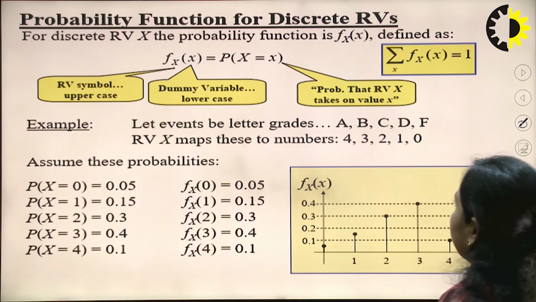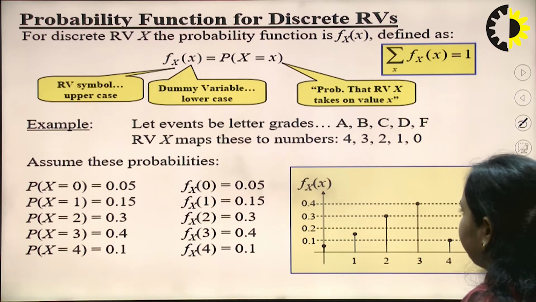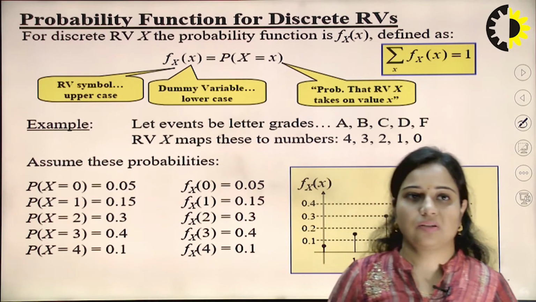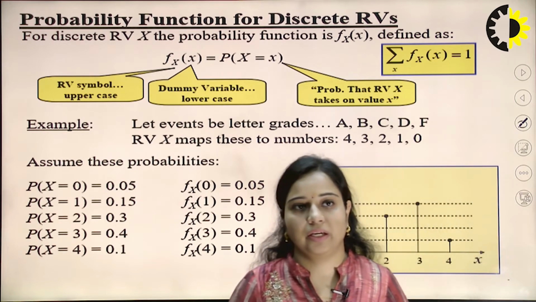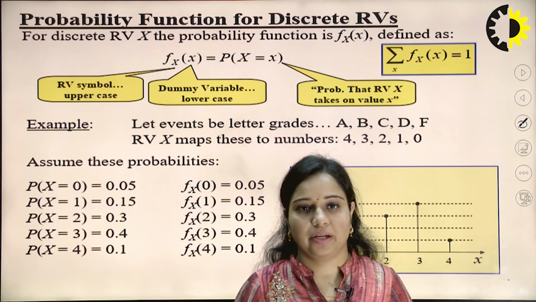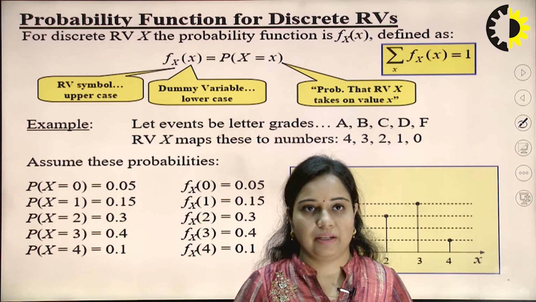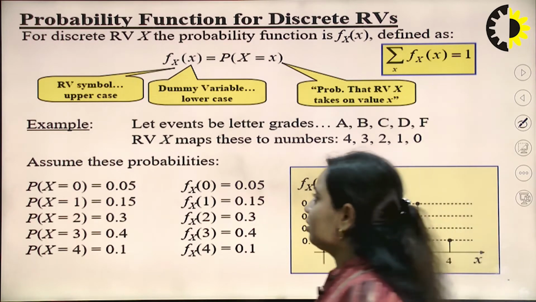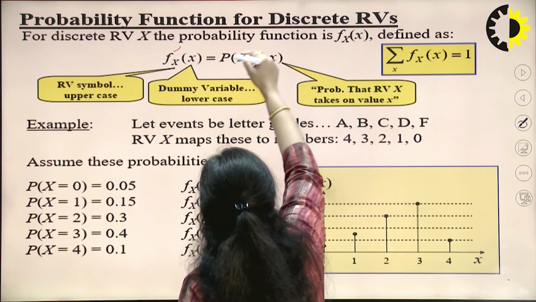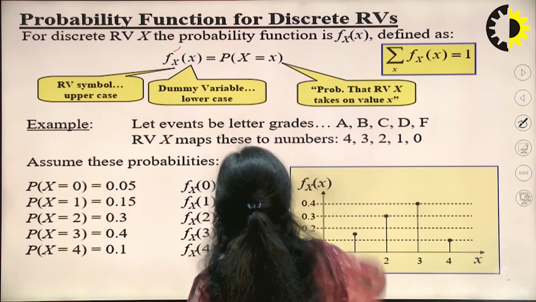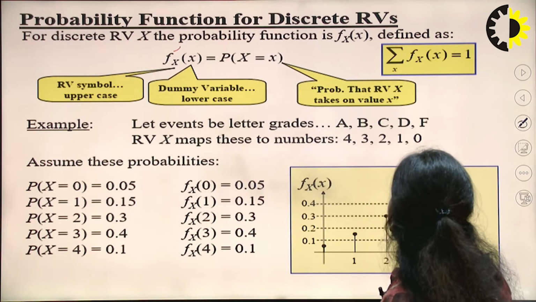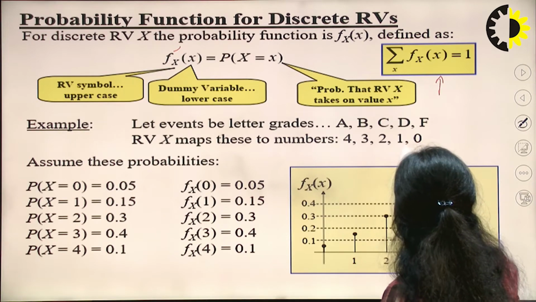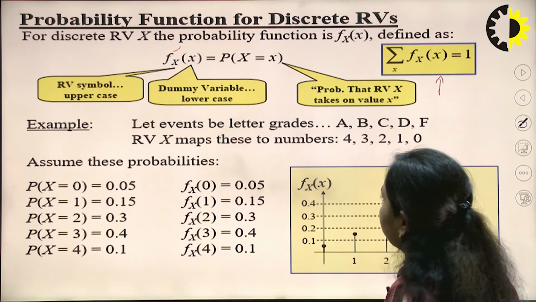Now, next is the probability function for a discrete random variable. A discrete random variable will take discrete values in an interval. For a discrete random variable x, the probability function is f_X(x), which is defined by this. The probability density function is related to the probability of occurrence of event x. And this is the property of probability: the summation of all the PDF should always be equal to 1.